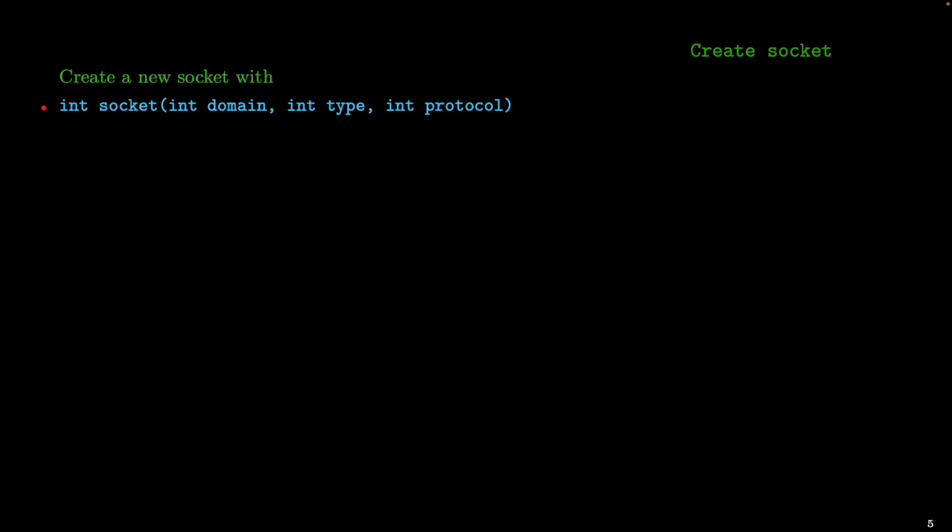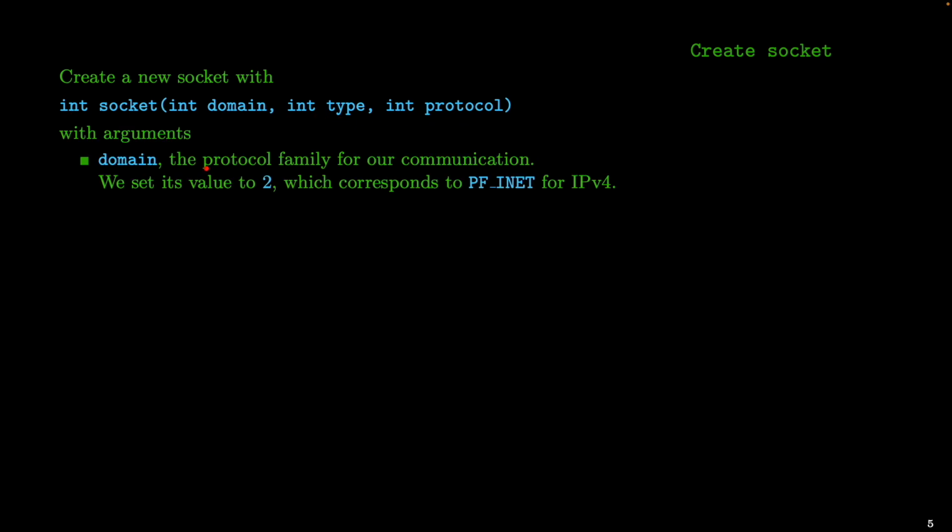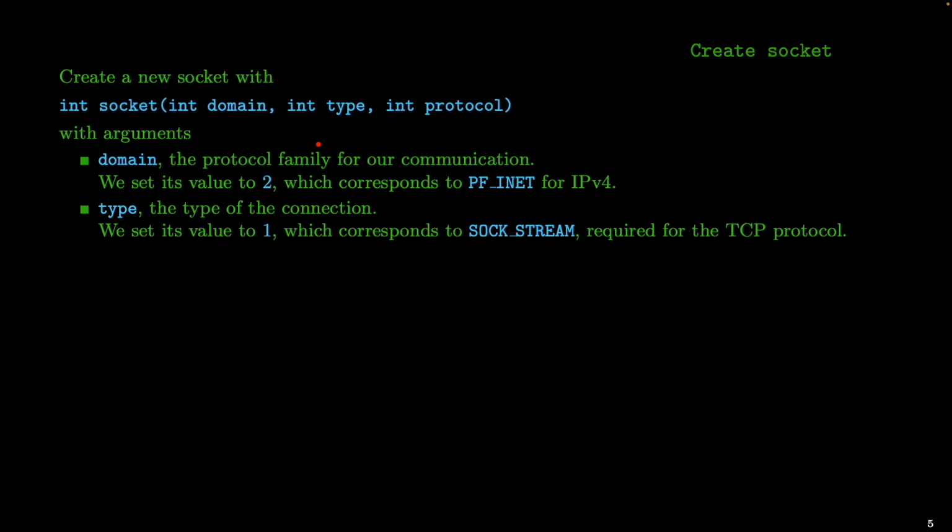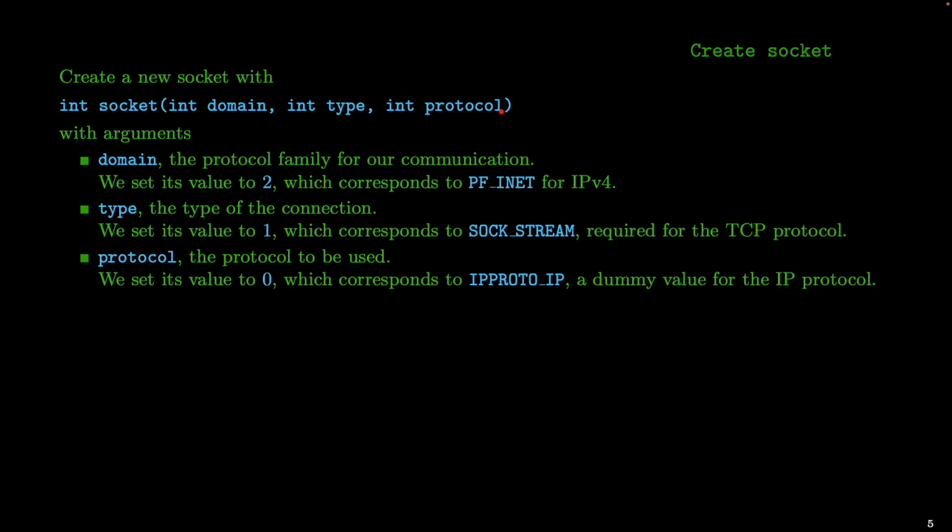The first thing we need to do is to create a socket, and for this we use the call socket, return value int, with 3 parameters: domain, type, and protocol. So domain is the protocol family for our communication, and we will set it to the value 2, which corresponds to the constant PF_INET, which symbolizes IP version 4. Type I will set to 1, and this corresponds to SOCK_STREAM, which indicates that we want to use the TCP protocol.